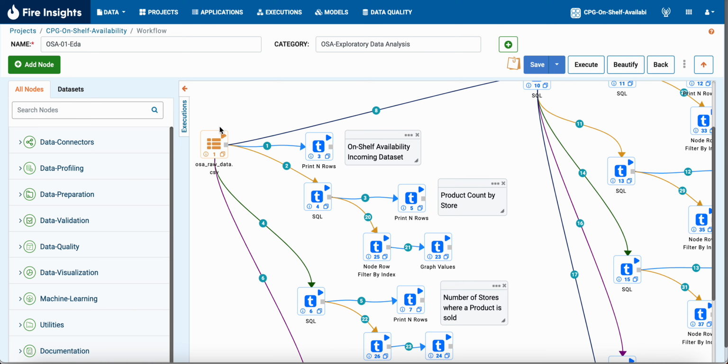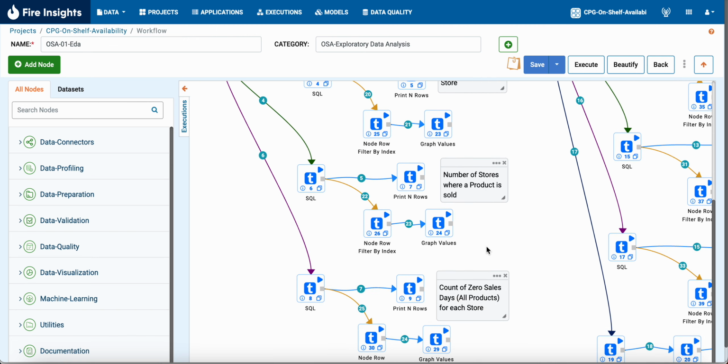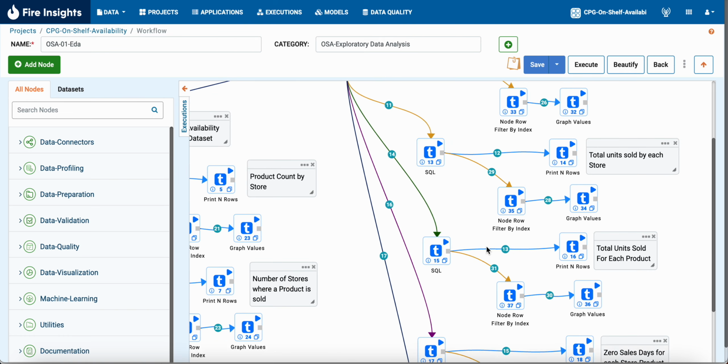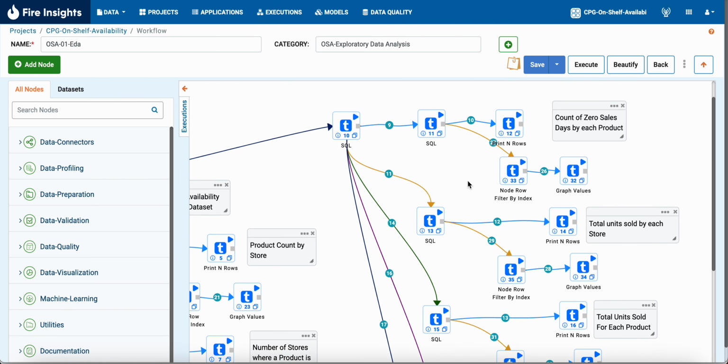In this workflow, we are first loading in the dataset on the left-hand side, and then we are building visualizations by filtering using our SQL nodes and then graphing using our graph values nodes. Here on the right side, we are doing a similar thing. Each of these sections follows approximately the same function. They take the data and filter it using the SQL node, and then we add row indexes using the node row by filter by index, and then we graph the values associated with each filter.